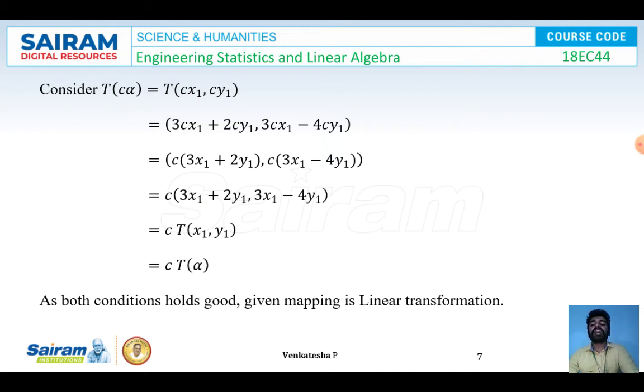So I got T of c alpha is equal to c into T of alpha. So hence both the conditions hold good. Hence we can say that the given mapping T is a linear transformation.